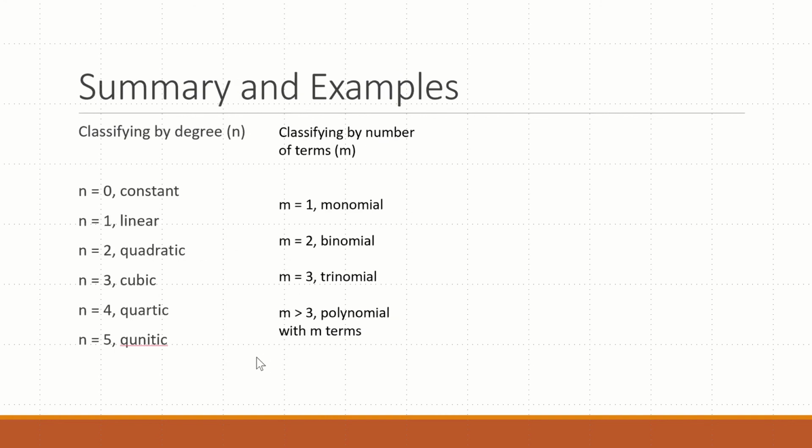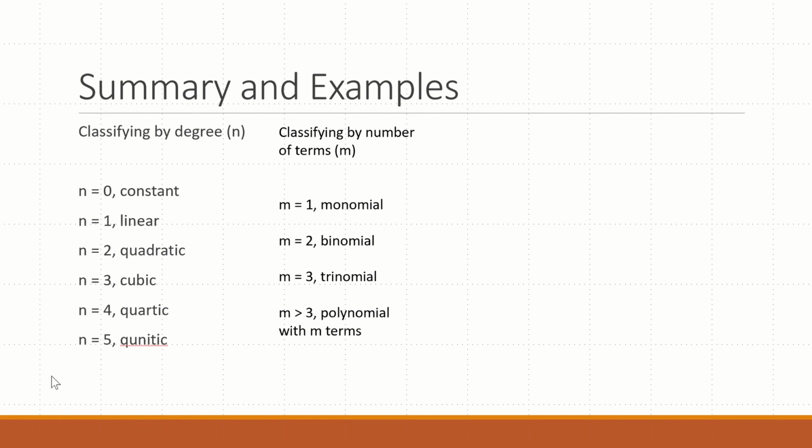So this is just a summary of all the classifications here. You can classify these polynomials by degree and by the number of terms, okay? And by the way, I forgot to write this down, but if the degree is higher than 5, for example, if it's 7, we would just call that a 7th degree polynomial. That's what you would call it, okay?